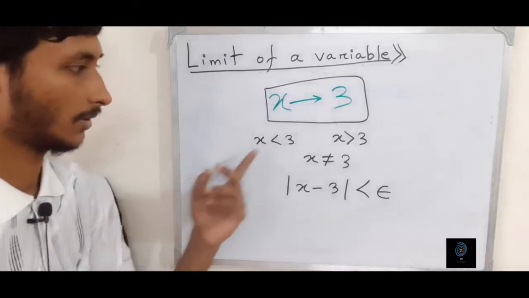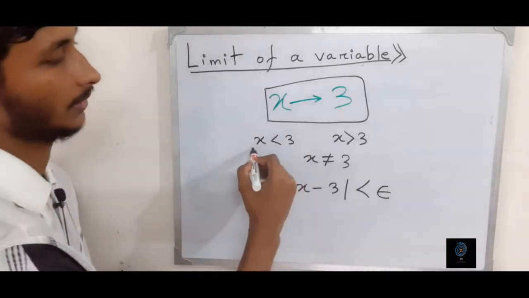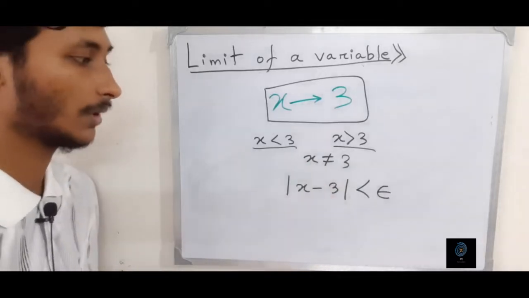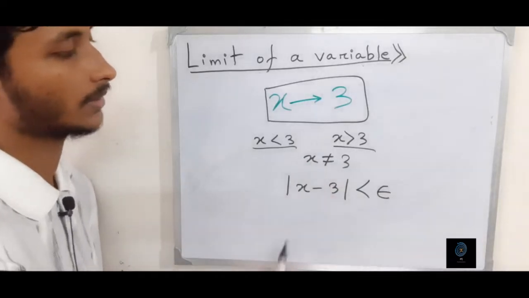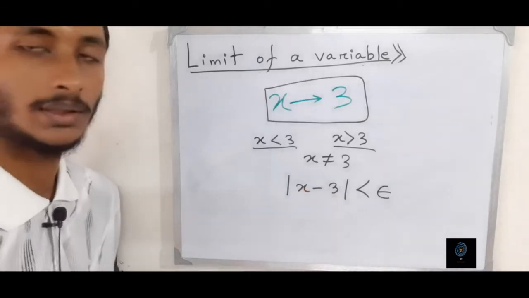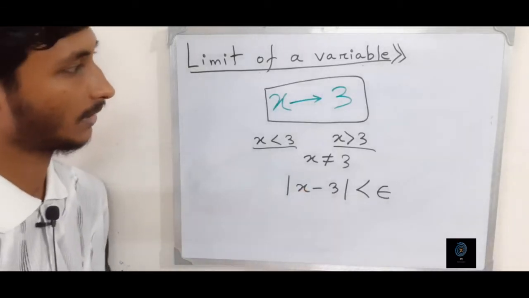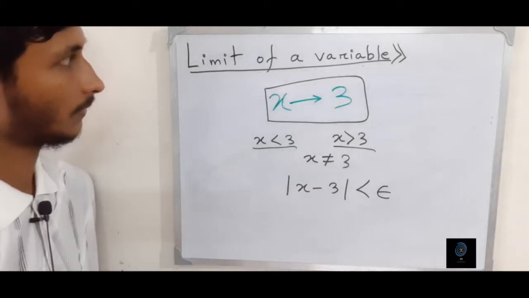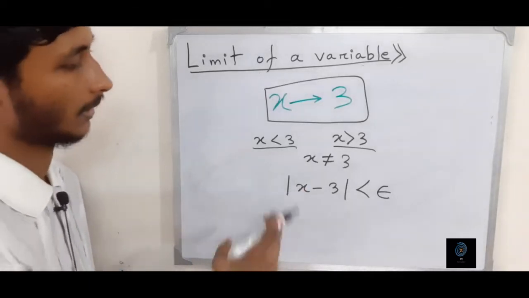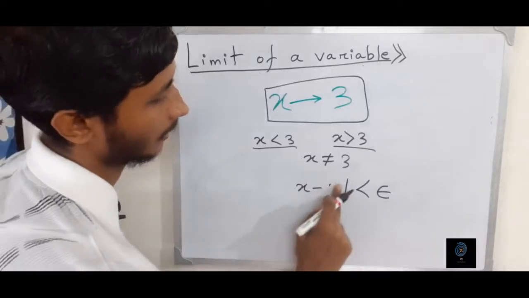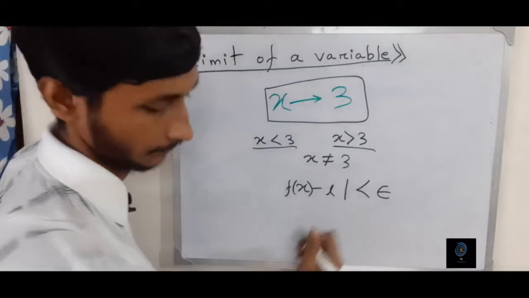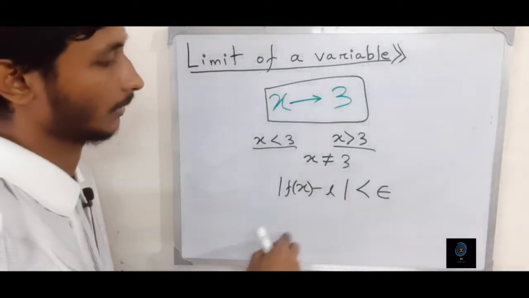x can approach 3 from either direction, that is from the left side also, from the right side also, but it never becomes equal to 3, and this absolute difference can be made less than some small positive quantity epsilon. This is what we mean by x tends to 3. So once we have learned what we mean by limit of a variable, if I take say limit of a function f(x) here, what do we mean by this?